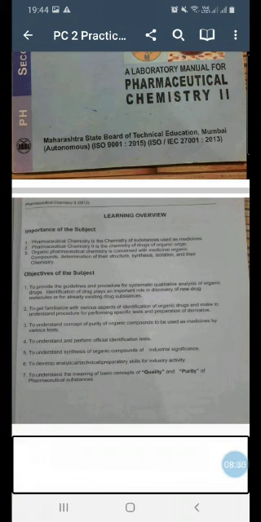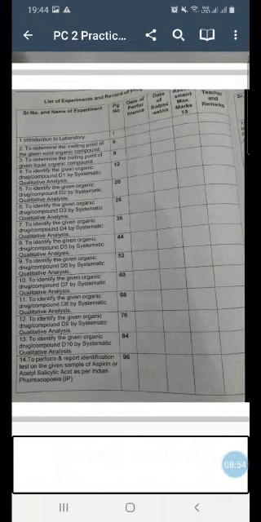Then experiment number 14, 15, 16, 17, 18, 19, 20 and 21. Again these are around 8 experiments. Okay, so these are around 6 or 8. Just wait. Again 21 is also included in that, right?